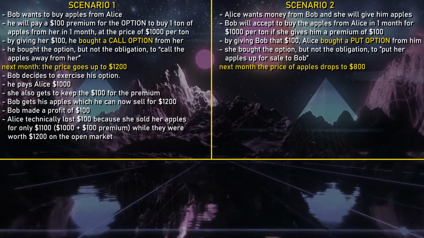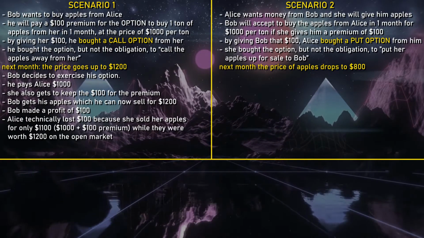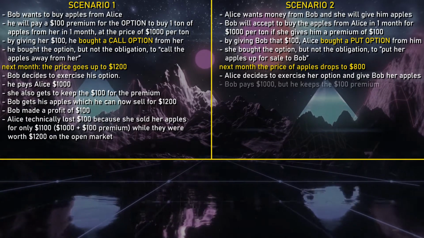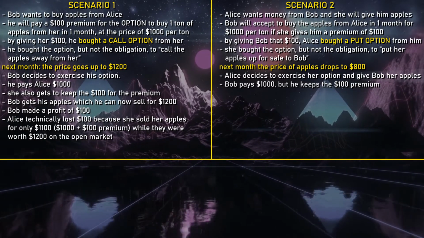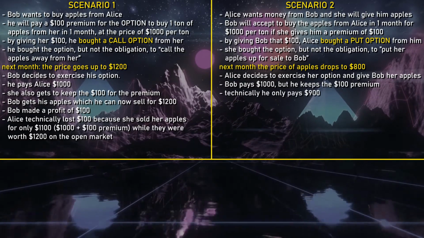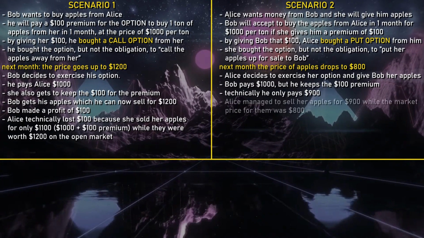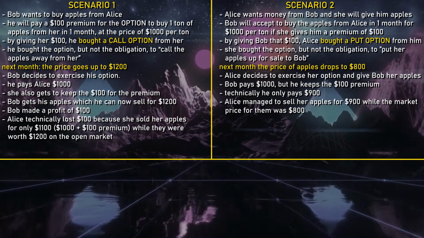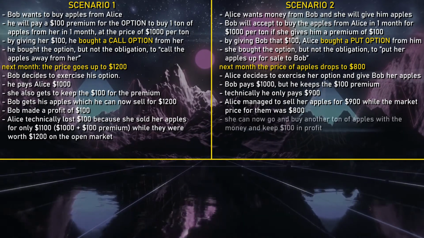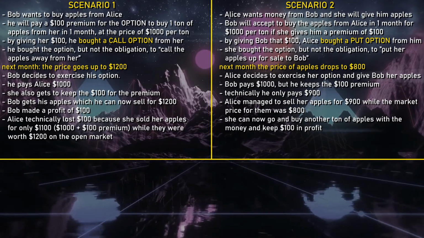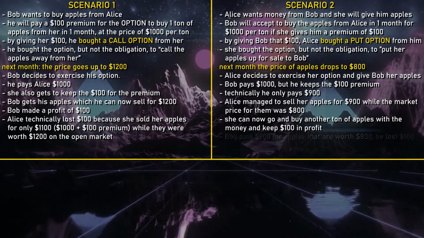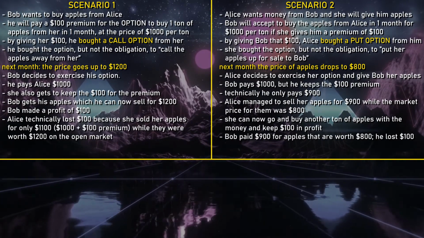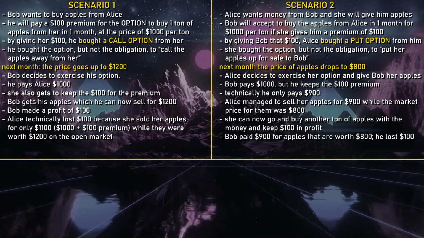Next month, the price of apples drops to $800. Alice decides to exercise her option and give Bob her apples. Bob pays $1,000, but he keeps the $100 premium, so technically he only pays $900. This means that Alice managed to sell her apples for $900, while the market price for them is $800. She can now go and buy another ton of apples with the money and still keep $100 in profit. Bob, on the other hand, paid $900 for a ton of apples that is worth $800, so he lost $100.